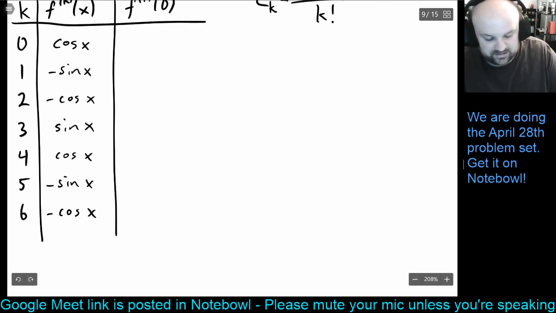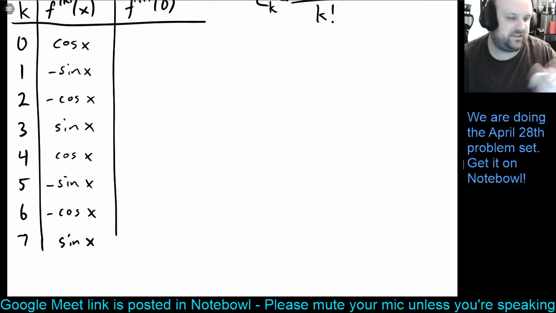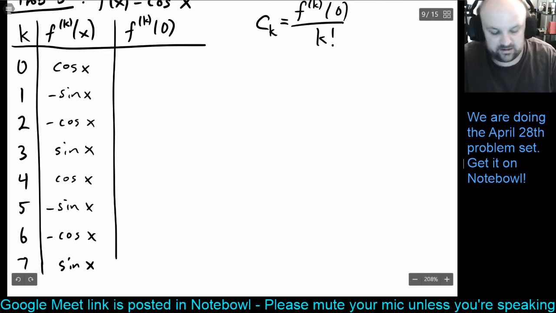So maybe I'll write this, the one for 7. This is going to be back to sine. Here's 2 full repetitions, right? It's just going to keep doing that chunk of 4 over and over and over. So let's plug in these zeros here.